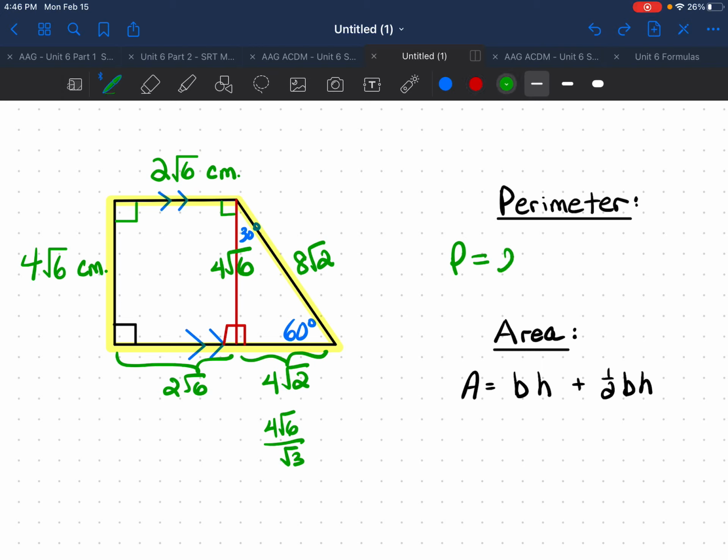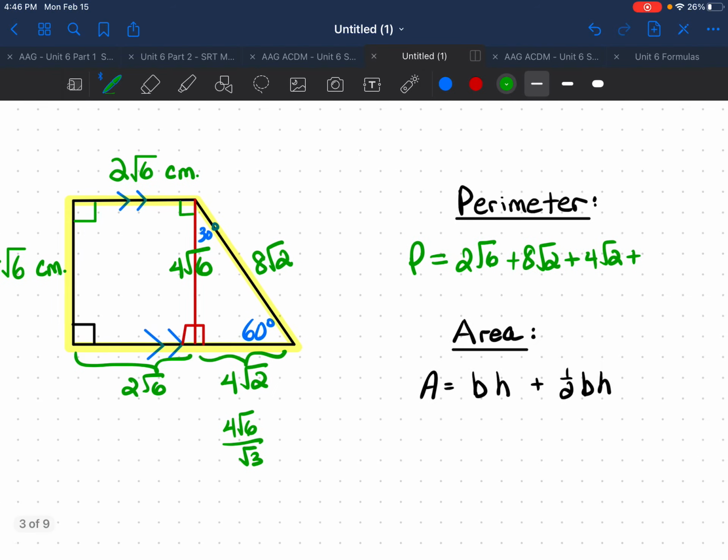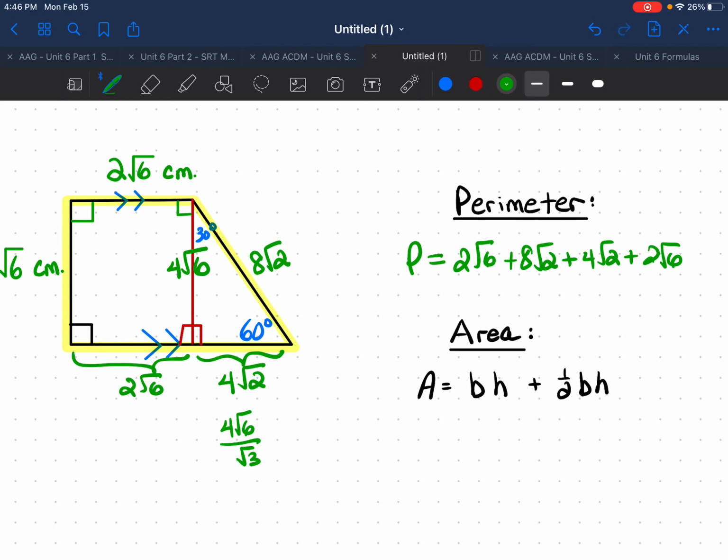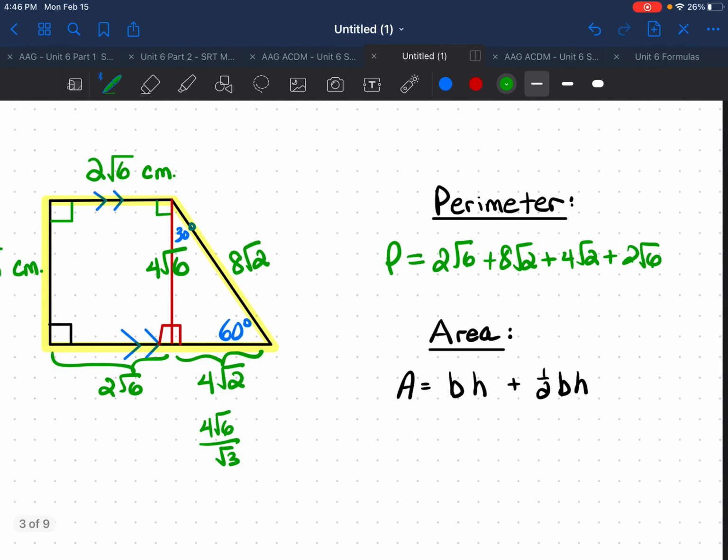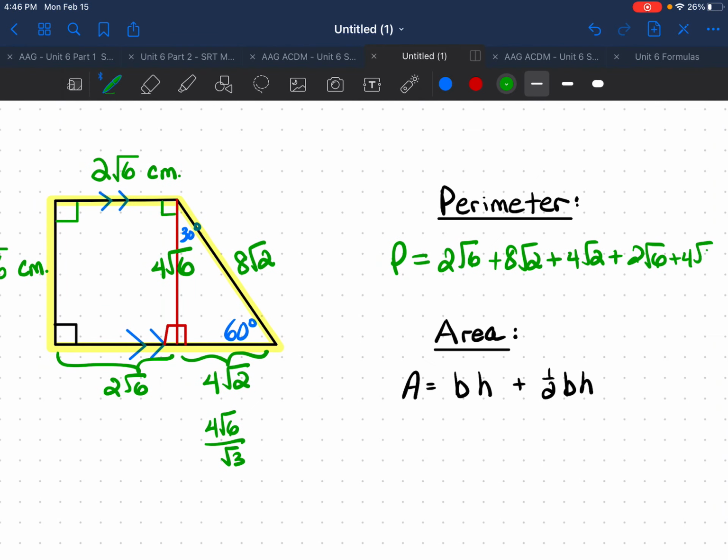So we have 2 radical 6 plus 8 radical 2 plus, now I'm on the bottom right there, and I have 4 radical 2 plus 2 radical 6. So a lot of pieces here, huh? And then 4 radical 6. All right, squeeze that in there.